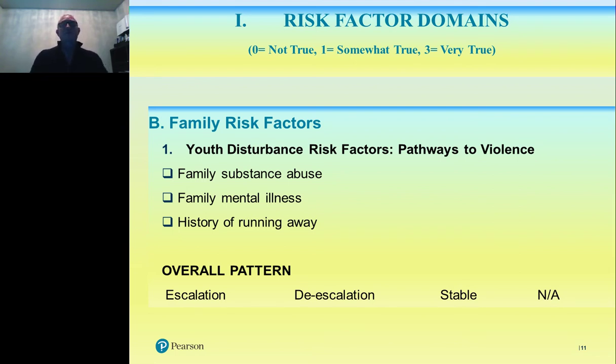Okay. And often family substance use leads to child substance use, which becomes a risk factor in and of its own accord.